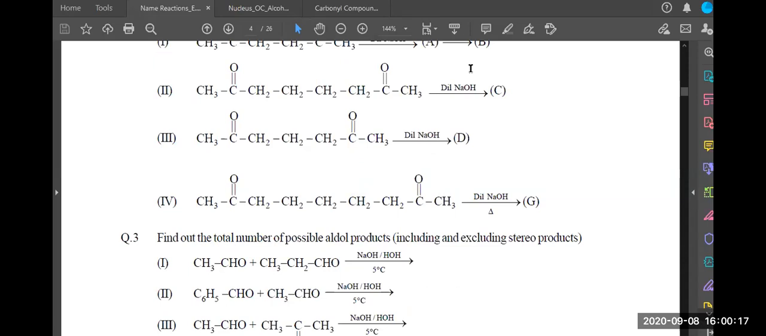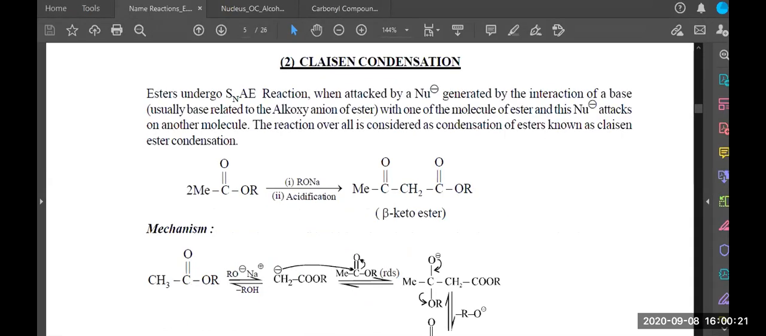Now, second is Claisen condensation. As the name suggests, it is also a form of condensation. It is also called Claisen ester condensation. Now, as it is a condensation reaction, the mechanism would be the same. The only difference would be the substrate and the nucleophile.